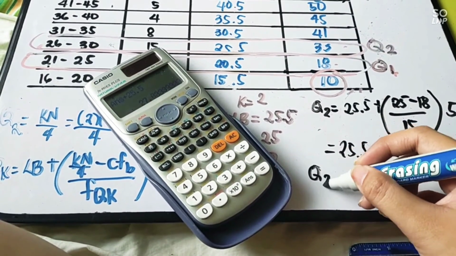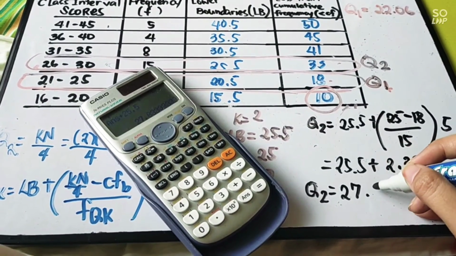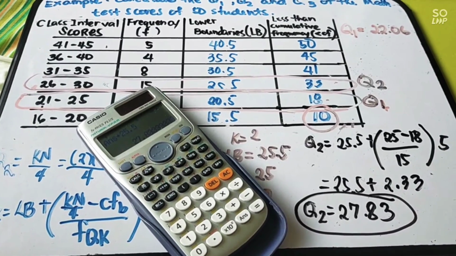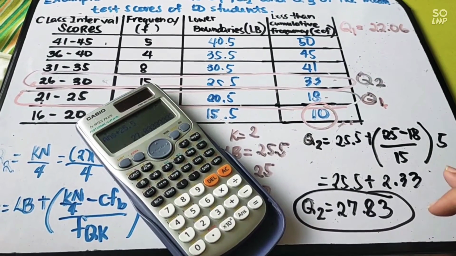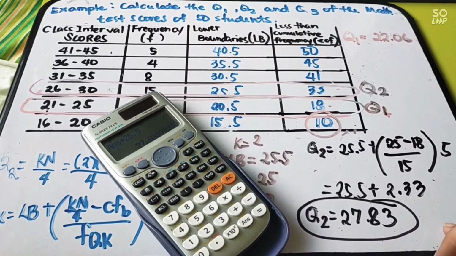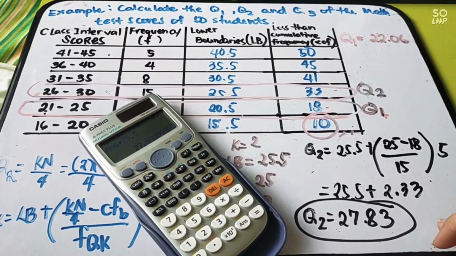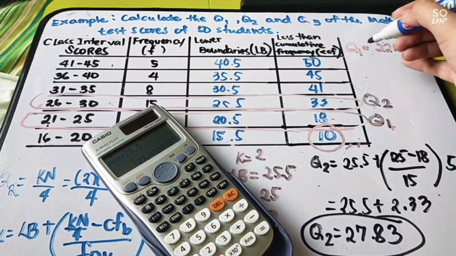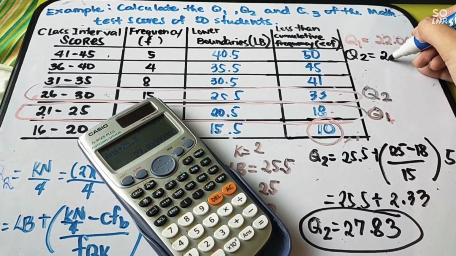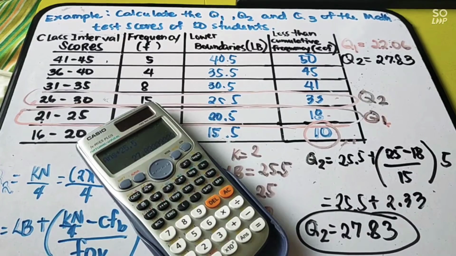So, ang quartile 2 natin is 27.83. Ayan na. So, meaning, 50% of the students got a score of 27.83 or below 27.83. Is it clear? So, meron na tayong quartile 2. O, lagay ko na dito si quartile 2 para makuha na natin si quartile 3. 27.83. Let's move with quartile 3.